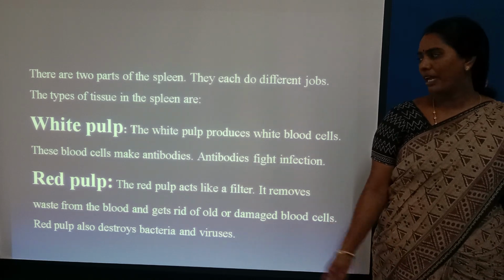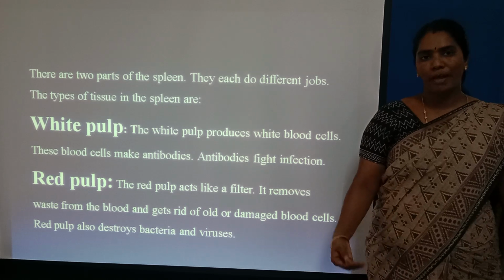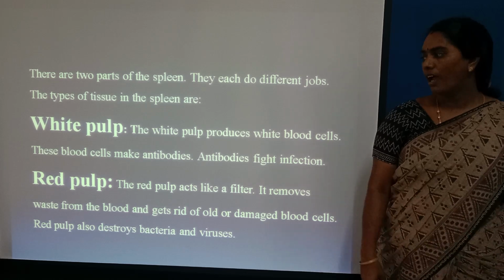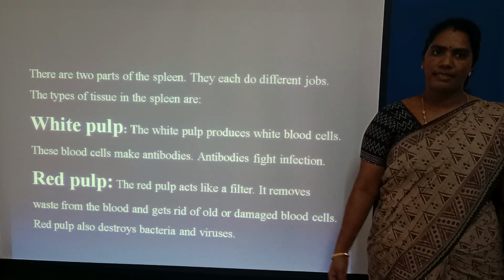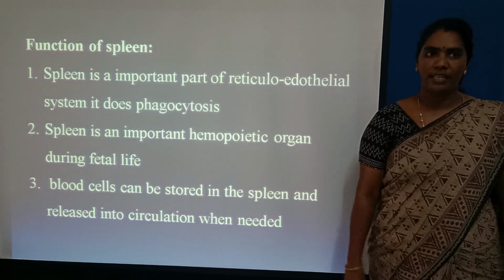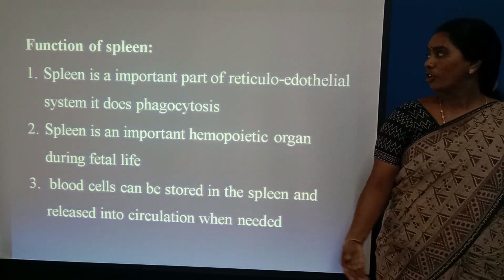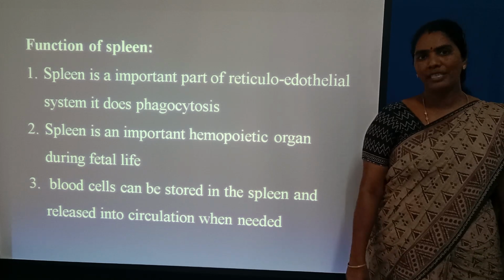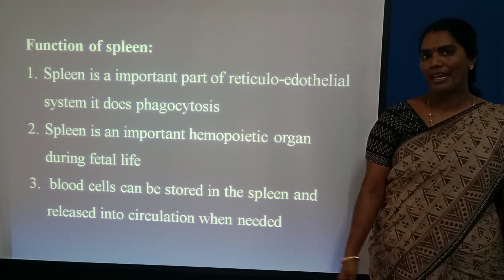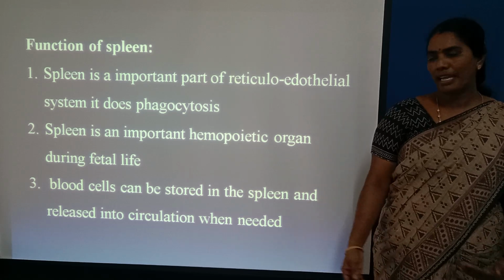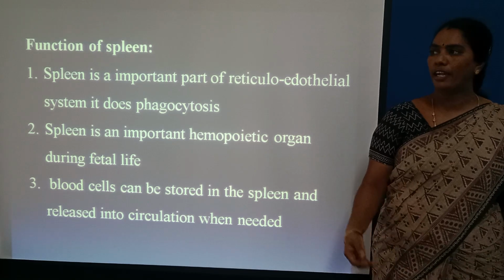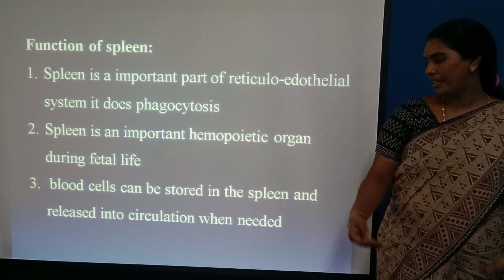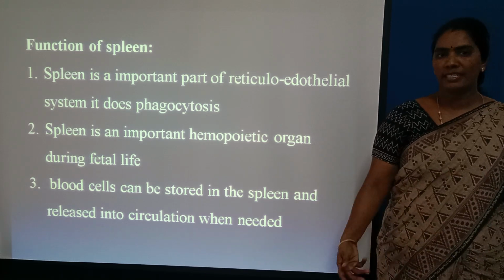Next, red pulp. Red pulp acts as a filter by removing cellular waste and old and damaged dead blood cells, and also destroys bacteria and viruses. Next, move on to the functions of the spleen. The spleen is an important part of the reticuloendothelial system. It does phagocytosis. Do you know about phagocytosis? Phagocytosis is nothing but the engulfing of bacteria and pathogens. The spleen is an important hemopoietic organ during fetal life. Blood cells can be stored in the spleen and are released into the circulation when needed.